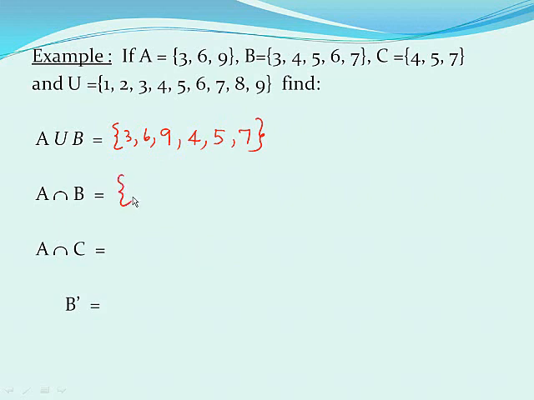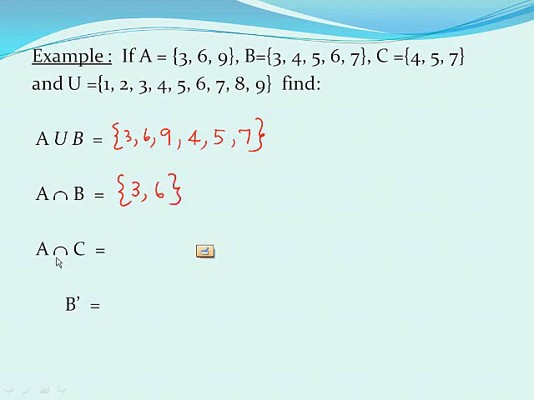Intersection of A and B. Intersection means the set of all elements that belongs to both A and B. So if I look at A and B, 3 is listed in both A and B, 6 is also listed in both A and B. The element 9 is not showing up in B, so it will not be in the intersection, and that's it. So this will be set 3, 6.